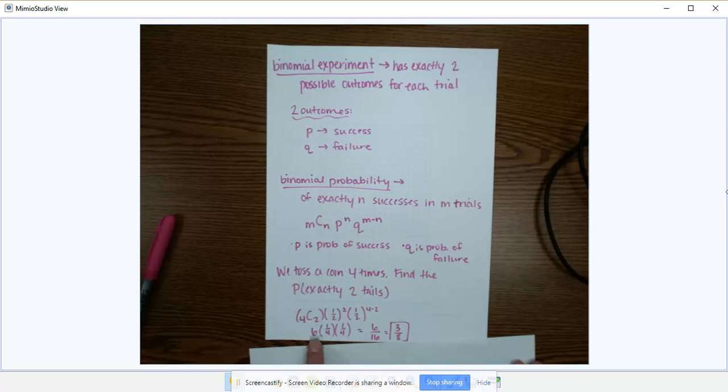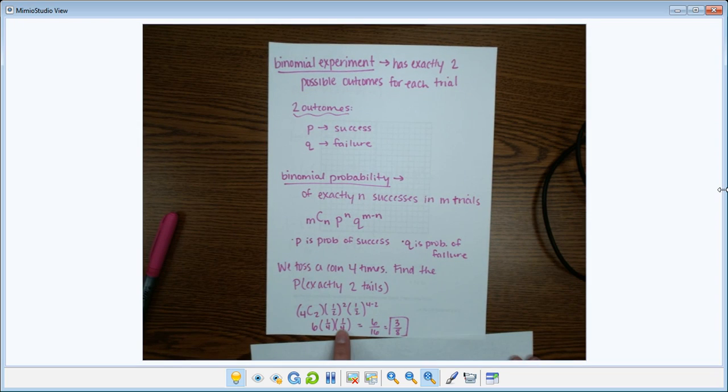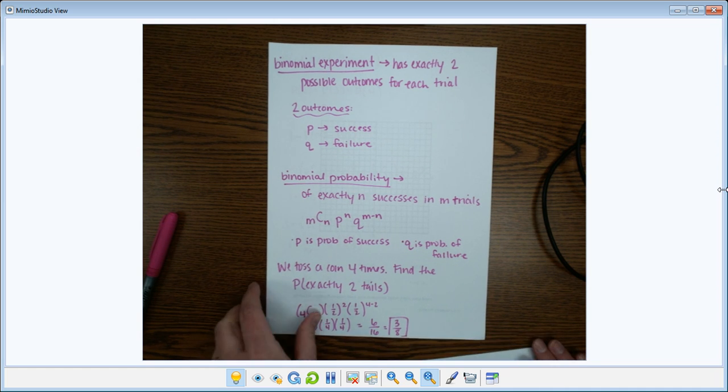4 choose 2 gives us 6. Half squared is a fourth. This becomes a half squared again, which is another fourth. We get 6 over 16 if we multiply, which is 3/8.